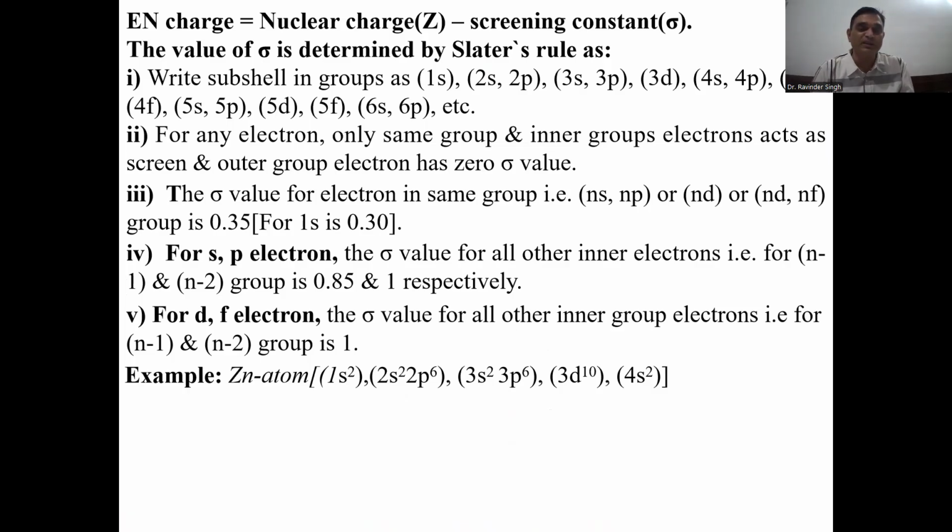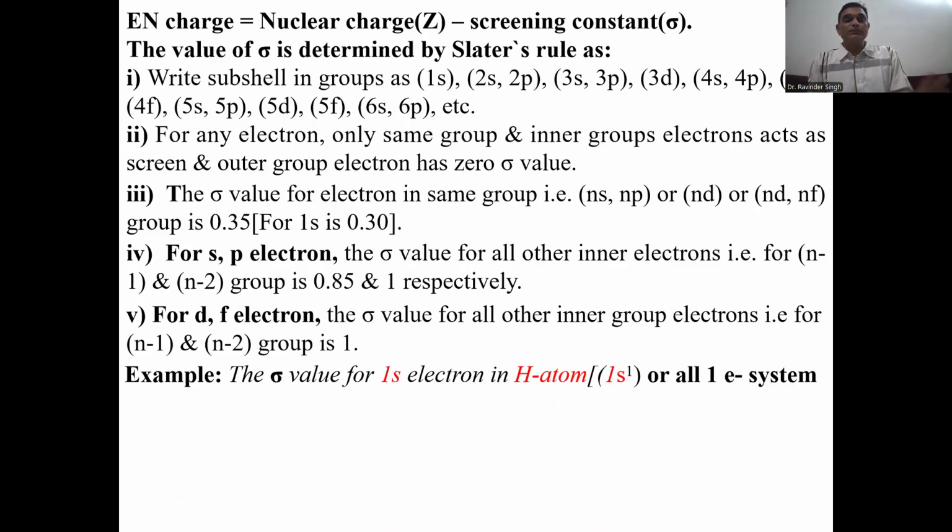There is no bifurcation here like in case of the S and the P, where the n-1 electron has the value 0.85, and n-2 and inner have the value 1. Here it is directly so for the D subshell electrons. For the calculation of the effective nuclear charge for any of the D or the F subshell electron, just see the number of electrons in the same group. The screening constant for that is 0.35, and for all inner electrons, the screening constant value will be 1. So these are the basic rules for the determination of the effective nuclear charge, called as the Slater's rule. So now we will calculate the effective nuclear charge one by one.